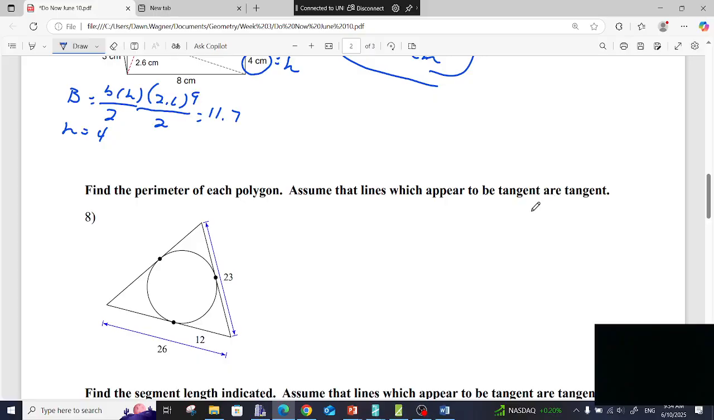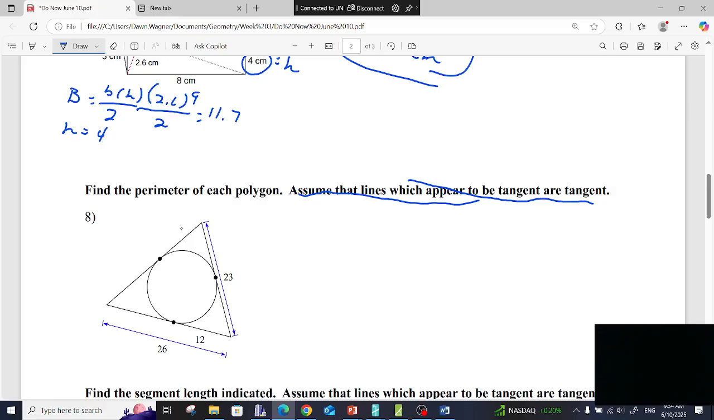So now we're looking at our circles, right? What do we know about tangent lines and circles? Assume that the lines which appear to be tangent are tangent. It's asking us to find the perimeter. Perimeter is all the way around.